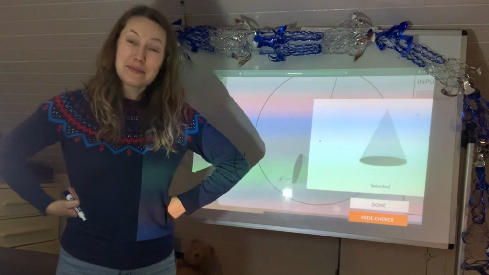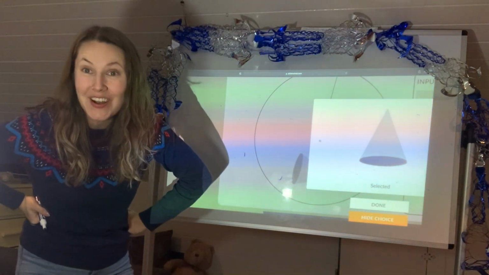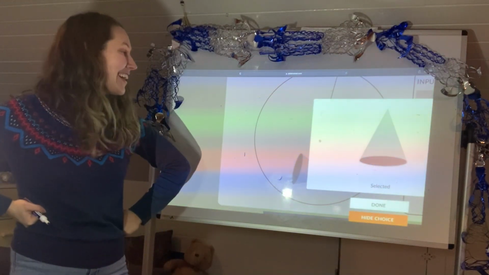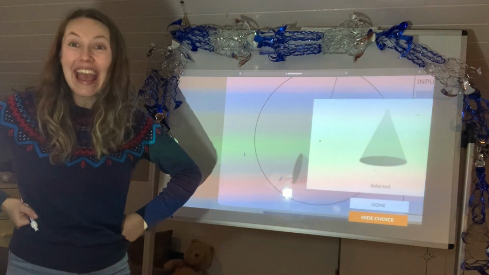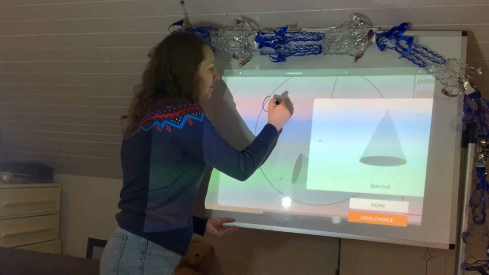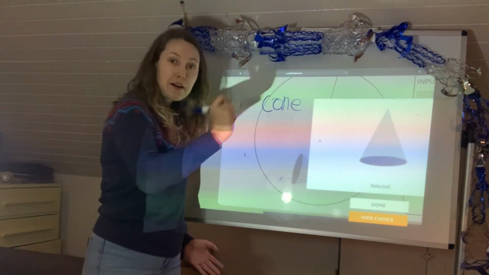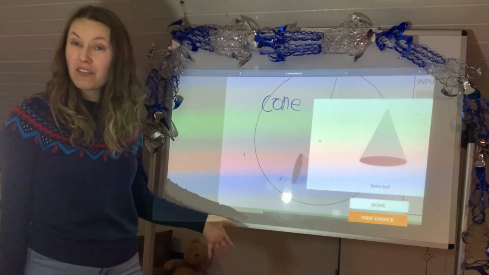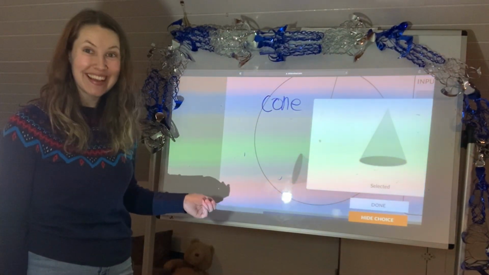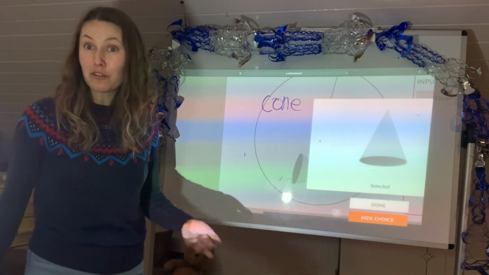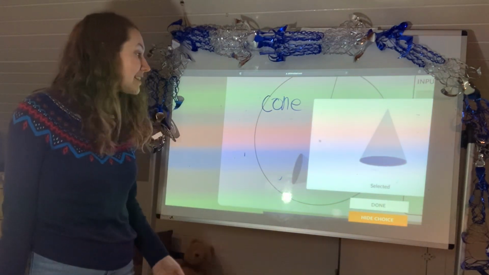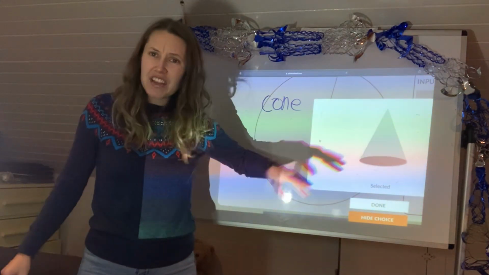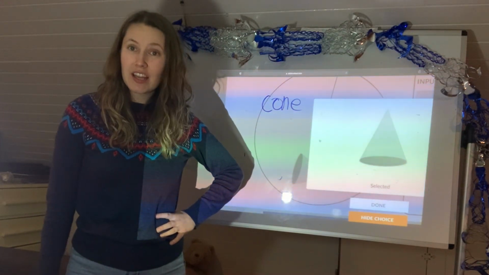This is our last shape. Tell me about this shape. What is it called? What do you know about it? It is a cone. Very good, a cone. And what do we know about cones? Are they flat or solid? They are solid. They're something that could stand up by itself. Now, how many flat faces does our cone have?